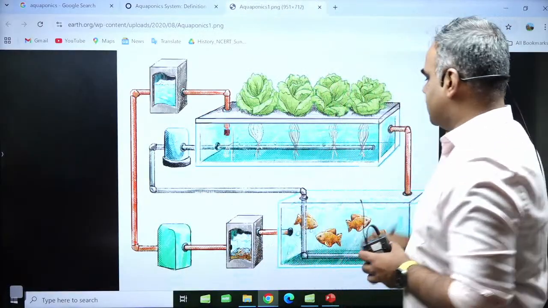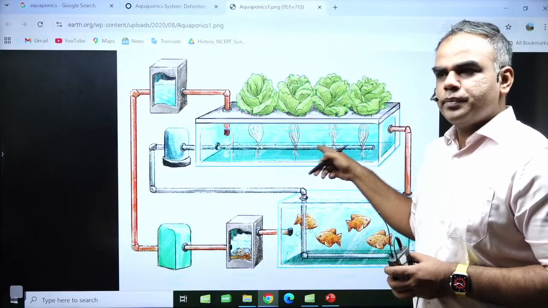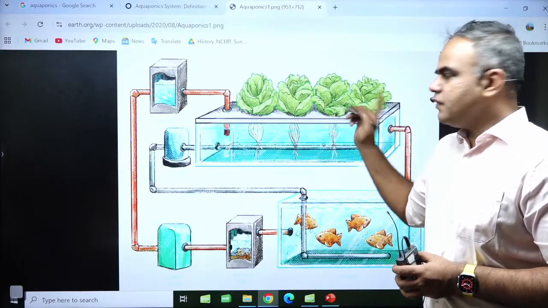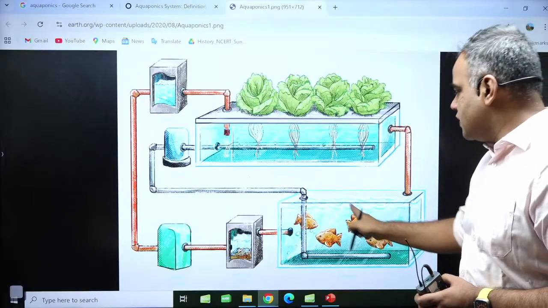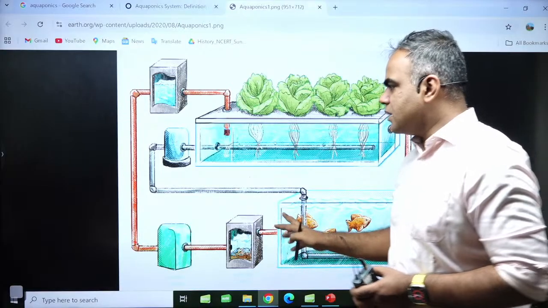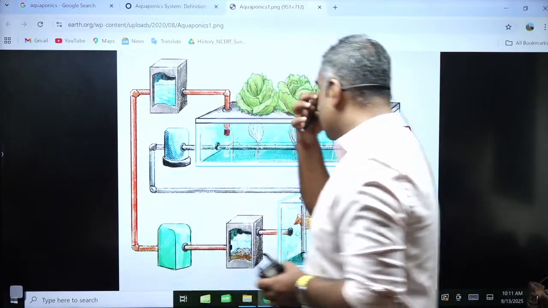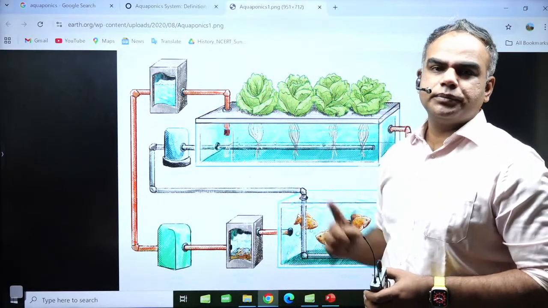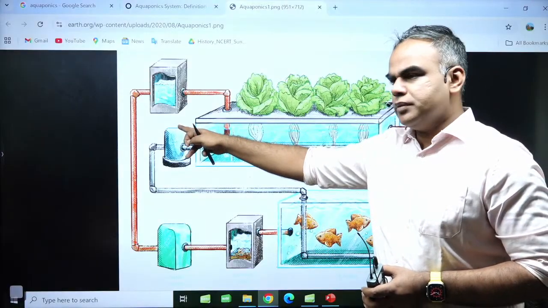Now this should be clear. Look, there's water. These are plants. Fine. The filtration, etc., is going on, and then there are fishes. Okay? The waste is there, for example. The most important thing here is that there is a biofilter. Can you see a biofilter?